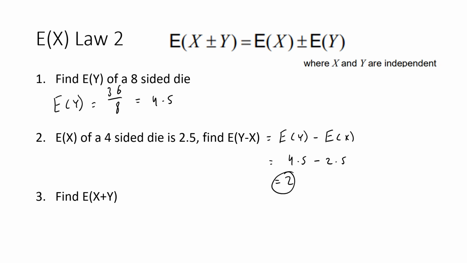But now what would happen if we add both of them together? What would be the expected value of that? Well, same thing here. We're adding E of X plus Y, and we can use the law, take it out of the single bracket, and we will get E of X plus E of Y, which is 2.5 plus 4.5, and that gives us 7.